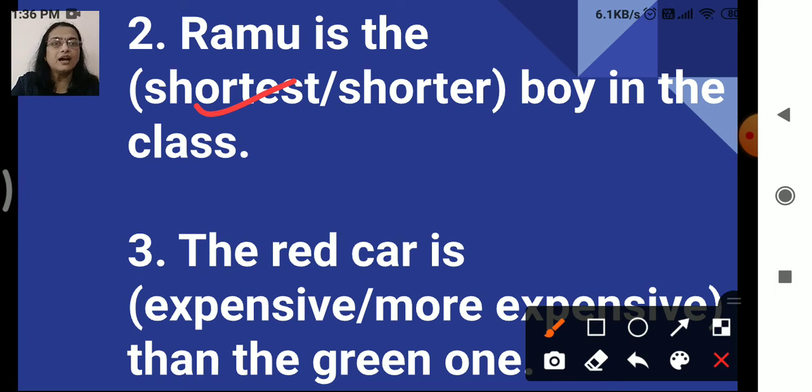The red car is expensive or more expensive than the green one. Now the comparison is between two cars, right? Red and green. So what will come here? Expensive or more expensive? More expensive, right? So our answer is more expensive.